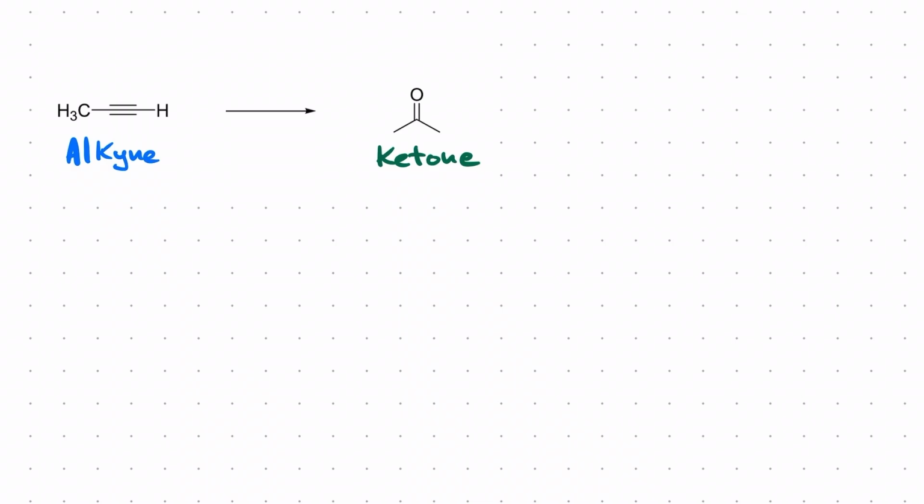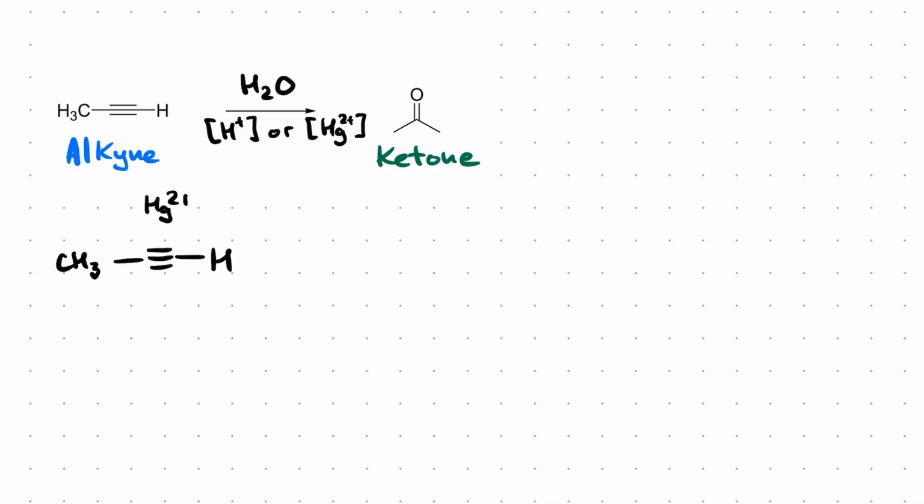Hydration of alkynes requires catalysis, and usually it is either acidic catalysis or mercury catalysis. Now I will show you the mechanism of this reaction catalyzed by mercury, but of course it looks almost the same if you do it with the proton instead. So first, the positively charged mercury gets attracted to the very electron-dense triple bond. One of the pi bonds breaks and mercury binds to both carbons.